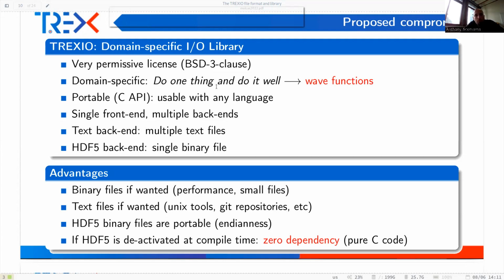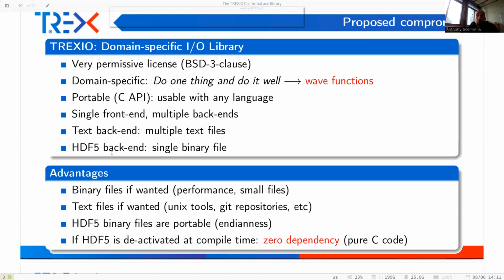And so we propose a single front end. So only one way to speak to the library from the source code point of view, and then multiple backends. So we have a text backend and then an HDF5 backend. HDF5 is a library and file format for storing binary files. And here we propose also a text backend. And why? Because sometimes text is preferable to binary format.